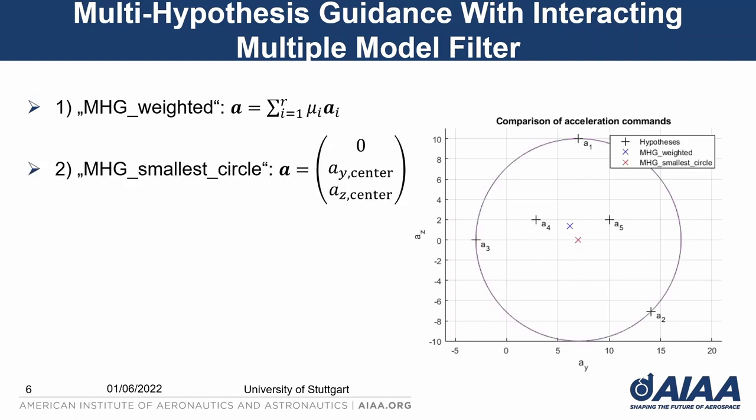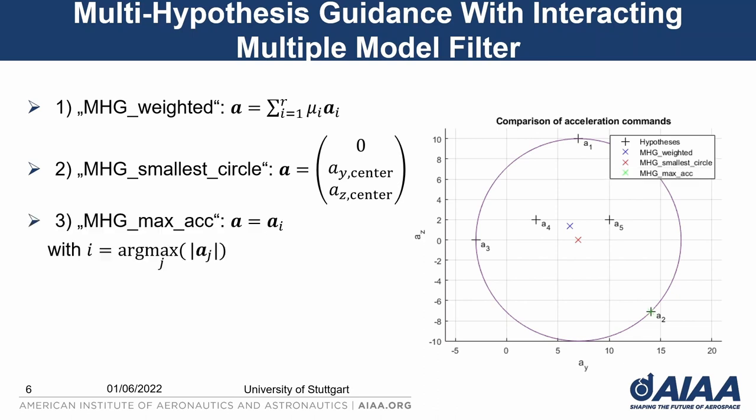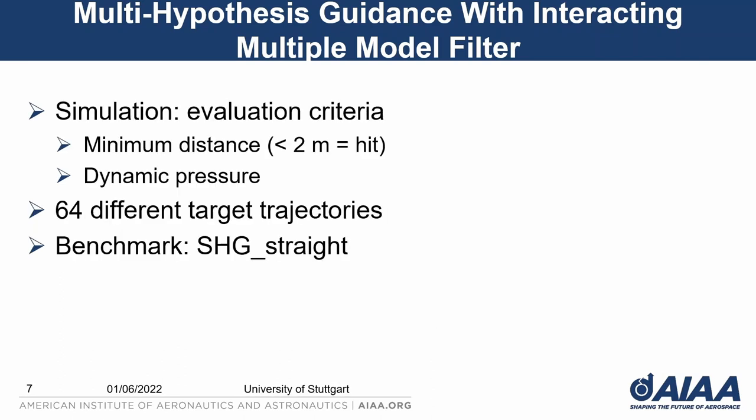The second approach aims to keep all of the targets under the possible hypotheses reachable. In this case, that means that the smallest enclosing circle is chosen. Its center is used as a commanded acceleration as shown on the right. And the last approach tries to mitigate the worst case, and in this case, mitigating the worst case means choosing the acceleration with the largest magnitude. In this case, it's A2 denoted by the green X.